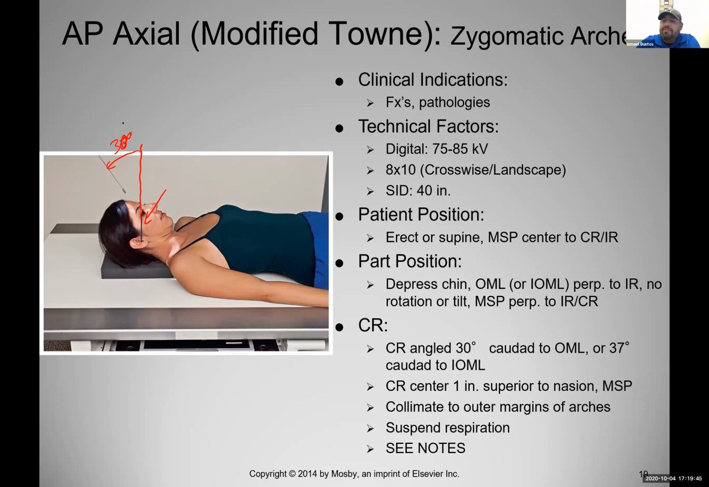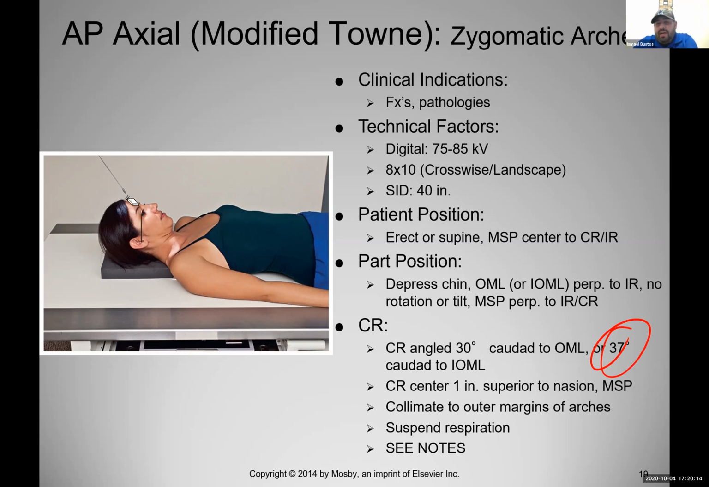If the patient cannot depress the chin, then we're going to use the IOML right there. So that means the IOML would now be where the OML is. But remember, there is a 7 to 8 degree difference between the IOML and OML. So what do we have to do to our CR? We have to adjust our CR and go 37 degrees caudad to the IOML. These are caudad angles.